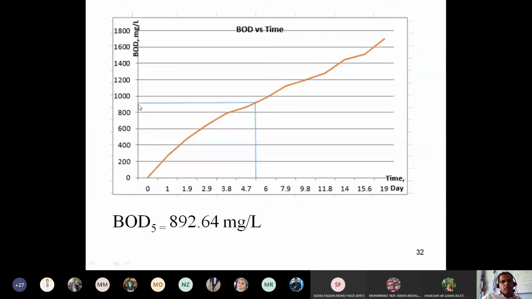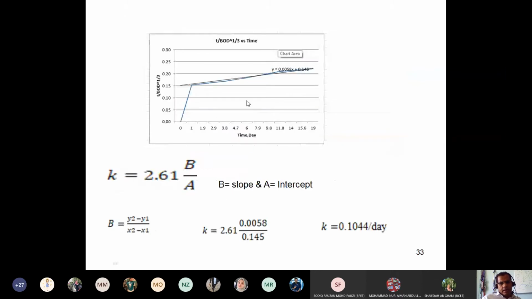892.64. This in Excel will be very clear because you can get the values. No mistake. It's not like a prediction. It will be the exact value. If I want to calculate the rate, K rate, I will also make a straight line here based on the data. You can select in Excel to make a straight line. It can make the straight line for you.